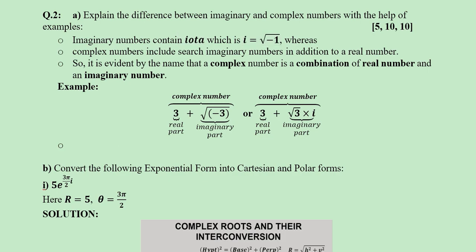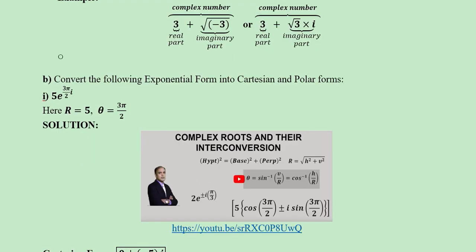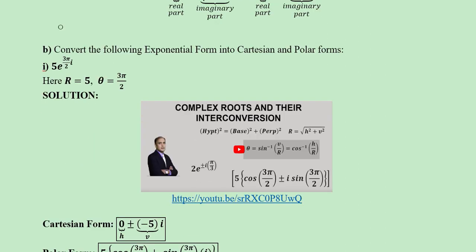Now the complex number, as the name goes, is the combination of more than one thing, that is the real part and the imaginary part. So in the complex number, we will have a combination of a real number and an imaginary number. As evident from this given example, this is the real part, this is the imaginary part, and this is the complex number. We can write this minus 3 as square root of 3 into iota, because this minus 1 under the square root will become iota.